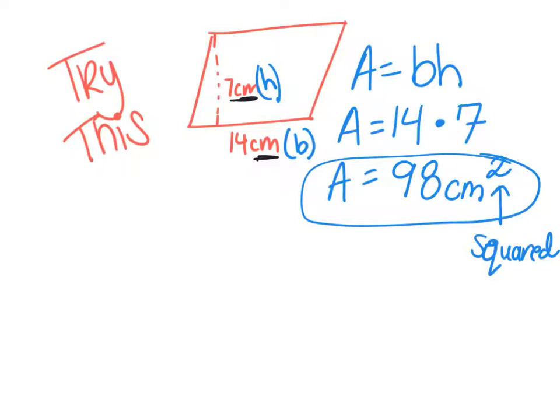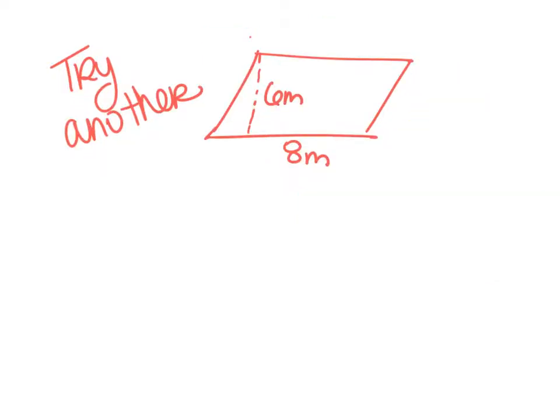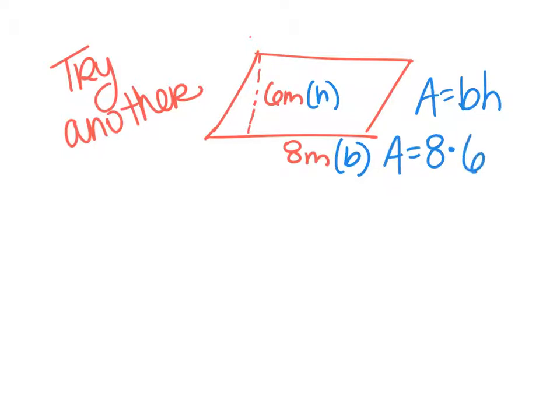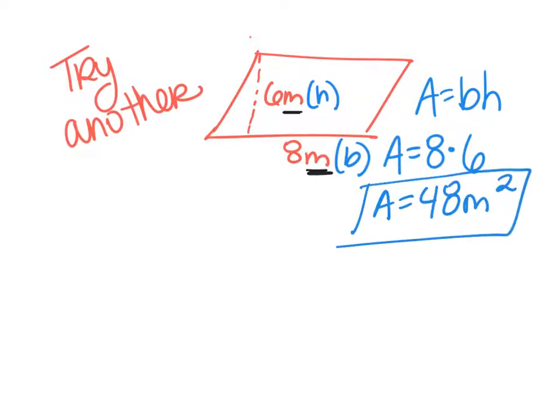Let's try a second example. In this example, I have my height as 6 and my base as 8. Again, I'm working with that same formula, area equals base times height. Notice I'm writing that down every single time. Now I just need to substitute in 8 for my base and 6 for my height. 8 times 6 is 48. And this time my units are meters. So I'm going to write meters squared. It's as simple as that, just multiplying the base times the height.